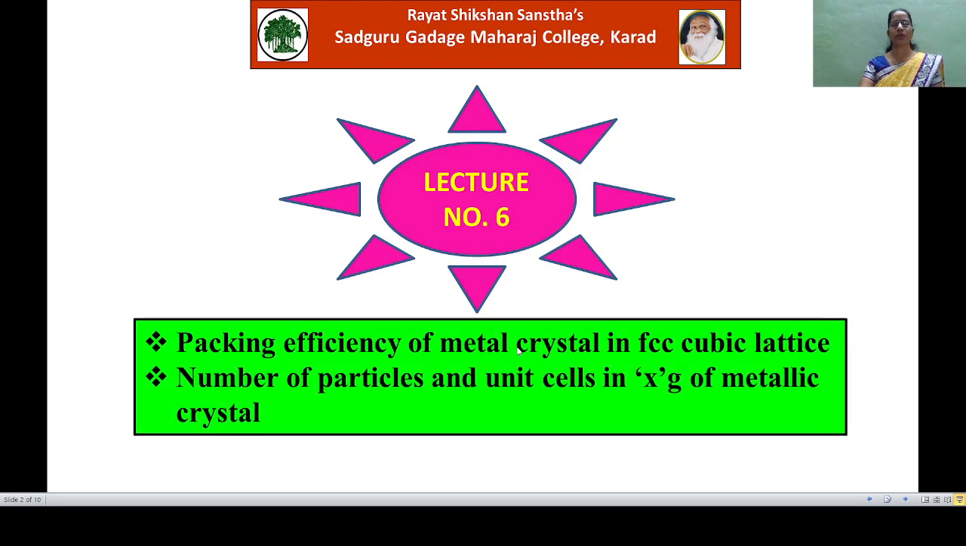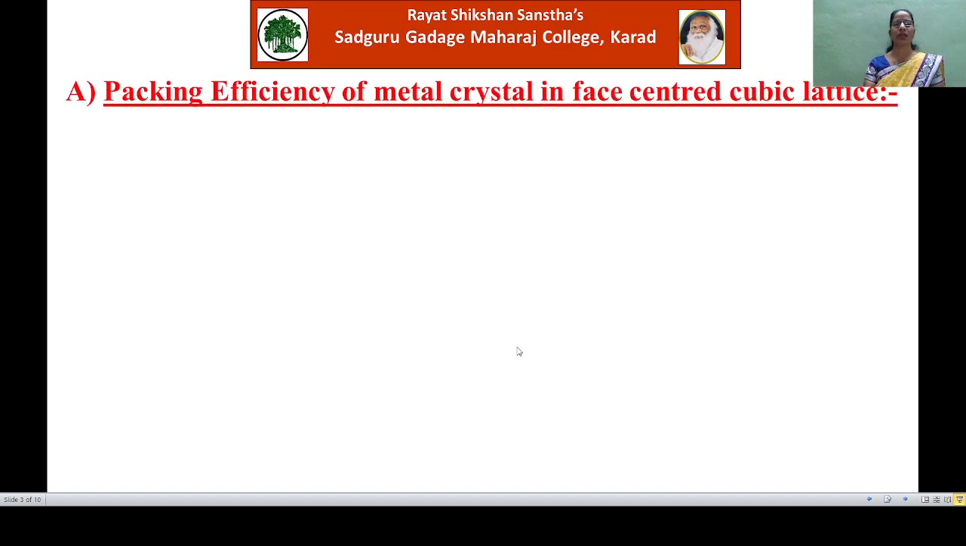In the previous lecture, we studied the packing efficiency of metal crystal in simple cubic lattice and in body-centered cubic lattice. In today's lecture, we will study the packing efficiency of metal crystal in face-centered cubic lattice, and also we will count the number of particles and unit cells in x gram of metallic crystal. So first, see the packing efficiency of metal crystal in face-centered cubic lattice.